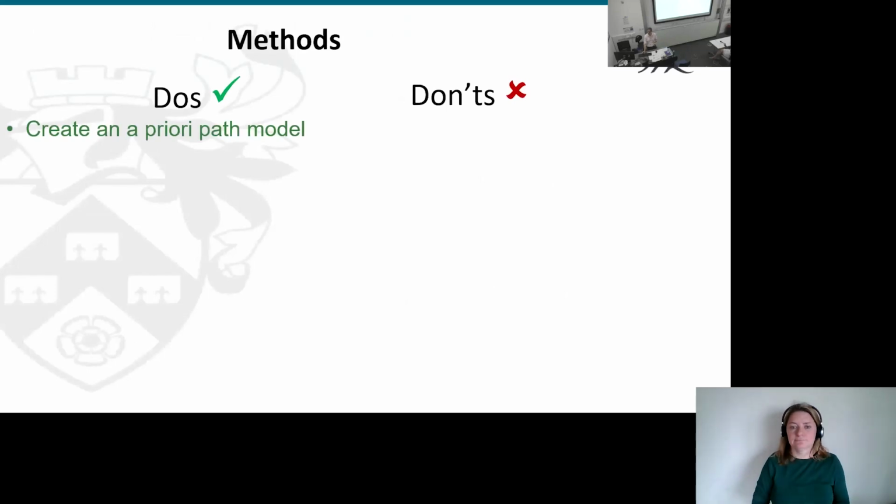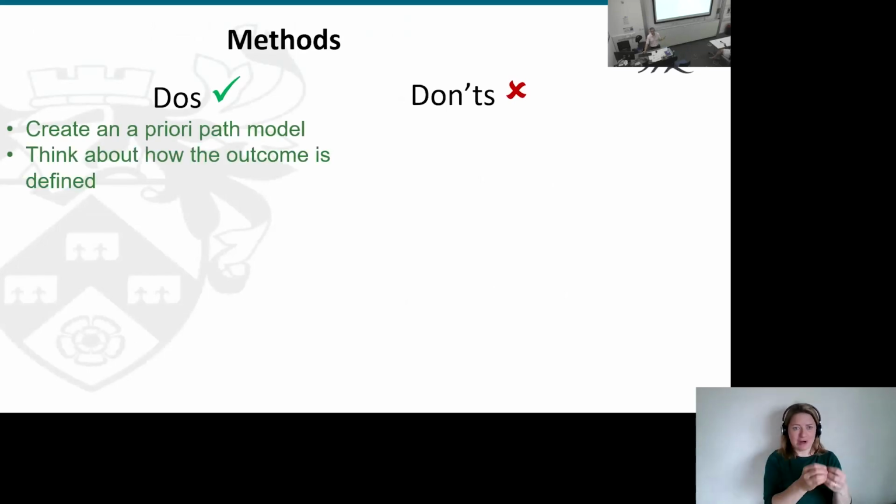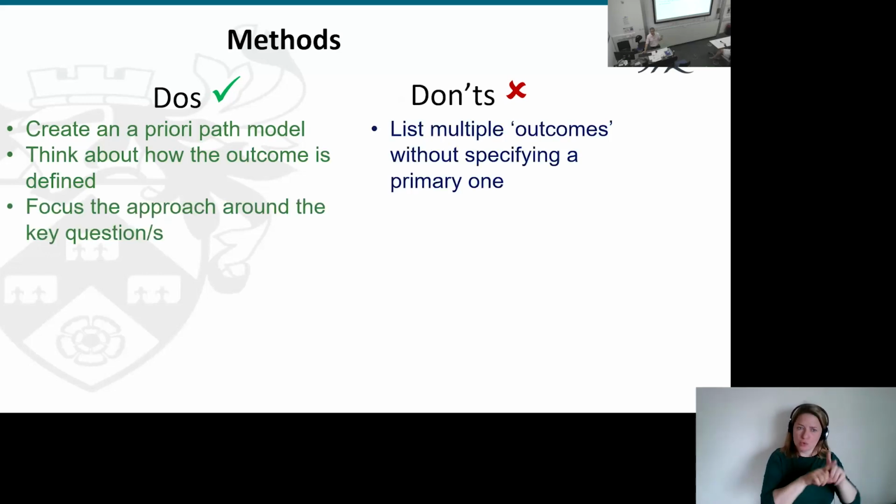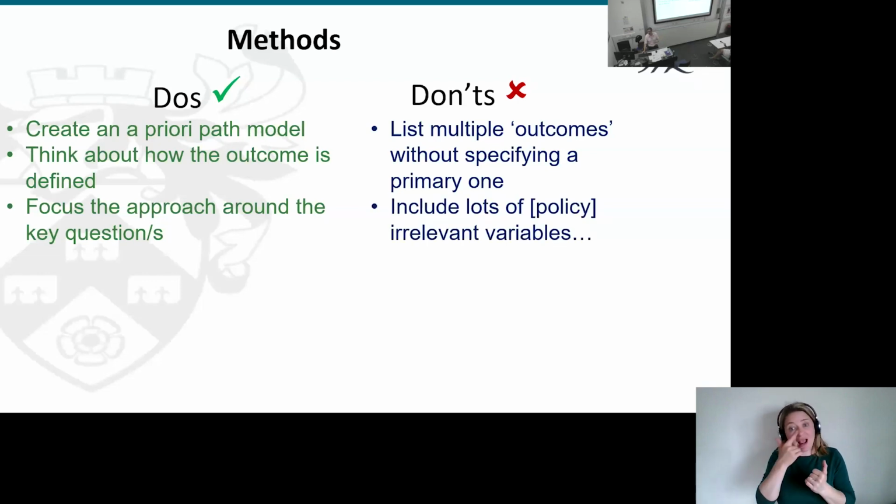So when you're doing that sort of thing, I would say, do create a path model to begin with. Think about how you define the outcome. Focus the approach around the research questions. Don't list a load of outcomes, because often we'd get people applying and they'd have like 7 or 8 different things they were going to look at. But be very clear, a bit like a clinical trial, what your primary outcome is. You can have secondary outcomes, but be very clear about that. And also only include policy relevant variables.